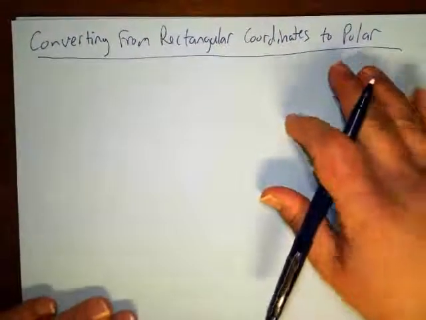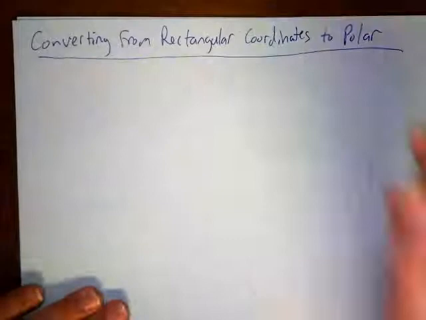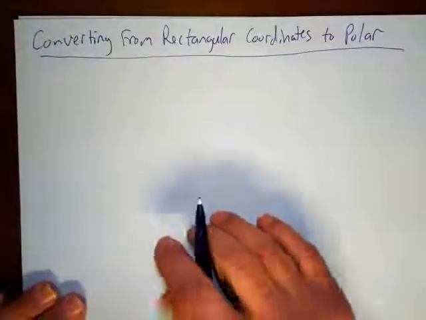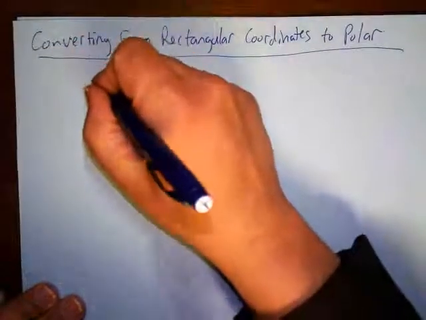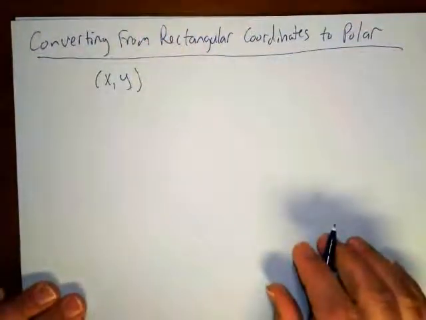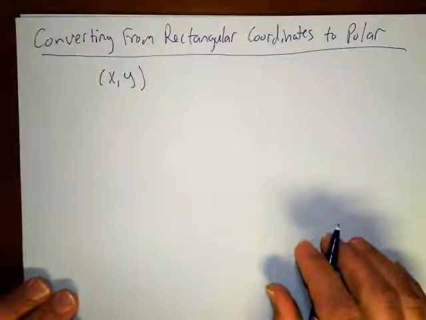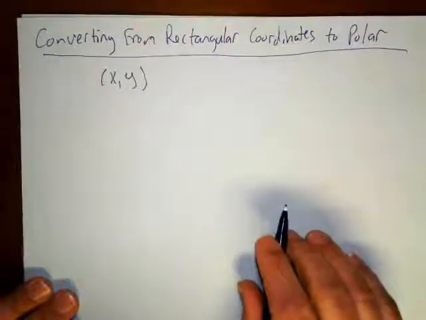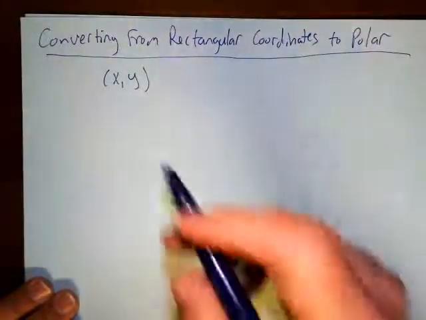Okay, we are now going to learn how to convert from a rectangular coordinate to a polar coordinate. So in this case, we are given just a regular ordered pair, x, y, and what we want to do is convert that to a polar coordinate. We want to find the r and the theta.